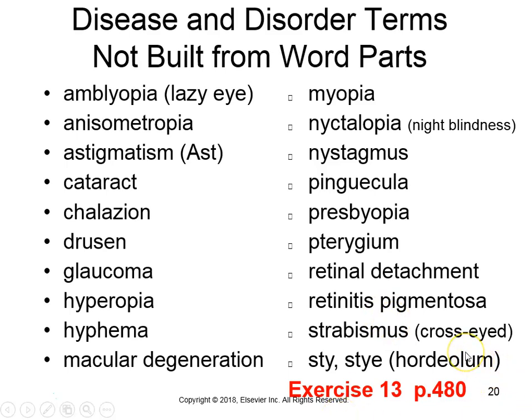Lastly, we have a stye, and that's when the oil gland of the eye is actually infected. And you can see a little bump on the eyelid. That would be a stye. Whereas if it's, again, a bump not due to infection, just an obstruction, that was what the chalazion was. These are a lot of confusing terms that don't necessarily sound anything like what they mean. So please take some time to really go through exercise 13. It gives you some really good pictures of a lot of these things to help figure out what the actual difference is between a lot of these.